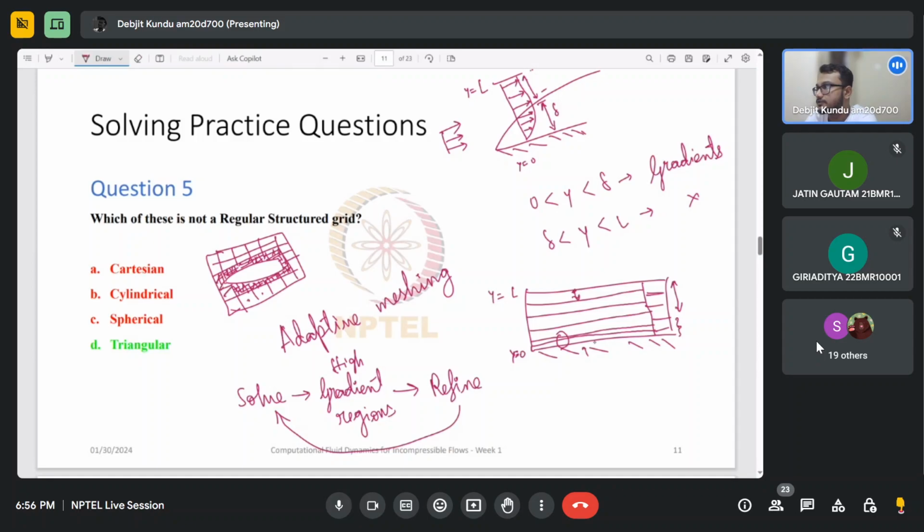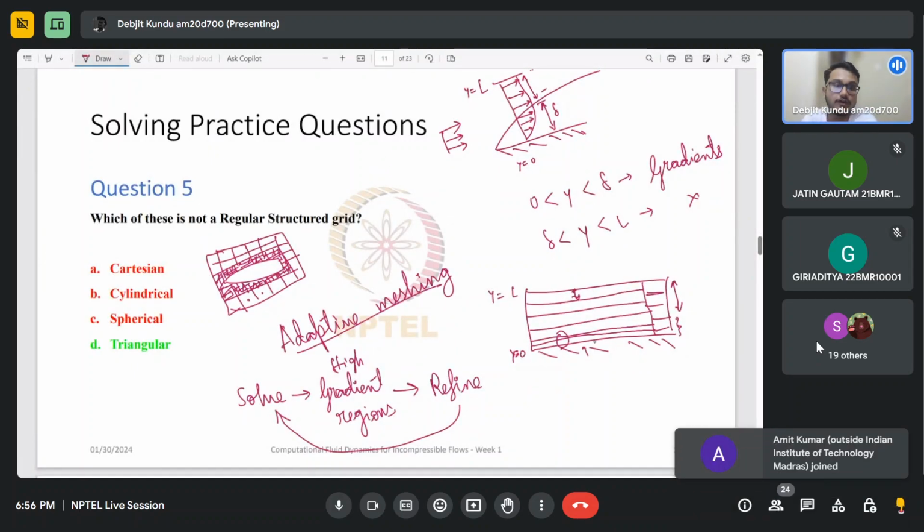So this could be refined here as well. Anyway, by doing this, I can refine the high gradient region, and this can be done automatically. It can be automated within the code or whatever CFD software, and that takes care of it. So this is known as adaptive meshing for local refinement.